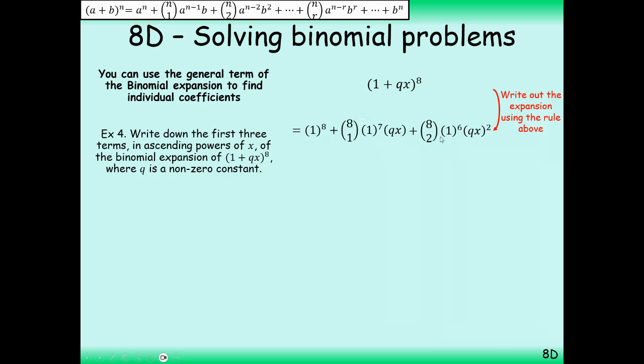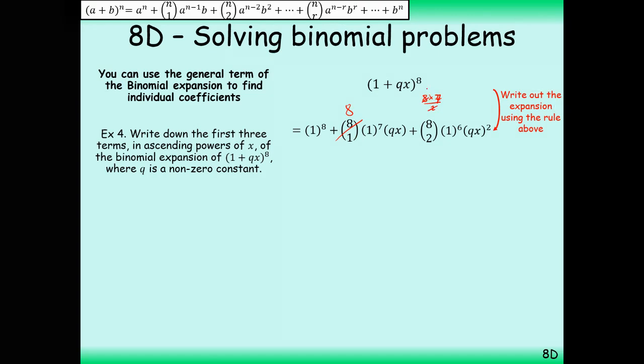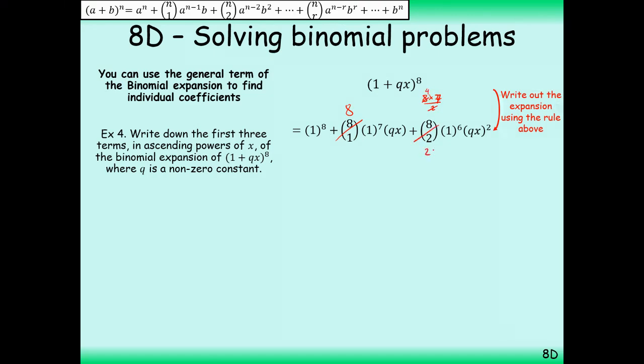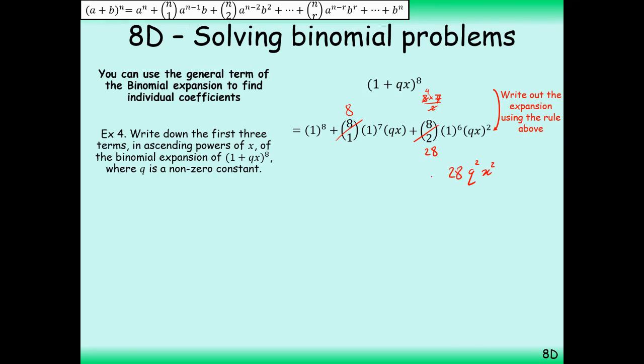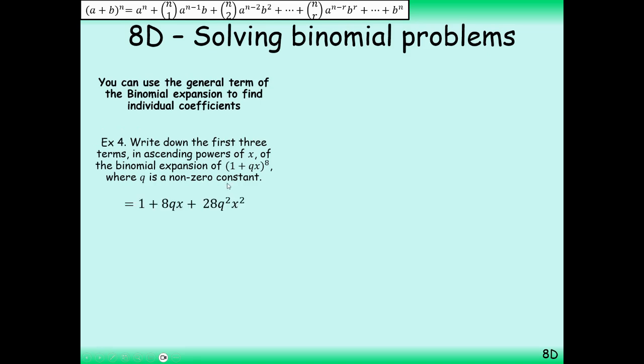Okay, so 8 choose 1 is 8, 8 choose 2 is 8 times 7 divided by 2, which is 28. So that's 28. And here, don't forget q is squared, x is squared, and so on. So that's 28 here, and that's 8 lots of qx, and we got a 1 at the front. So that's answering part A. We answered part A of the problem. It does have more than one part.